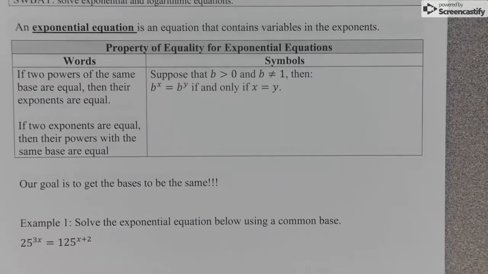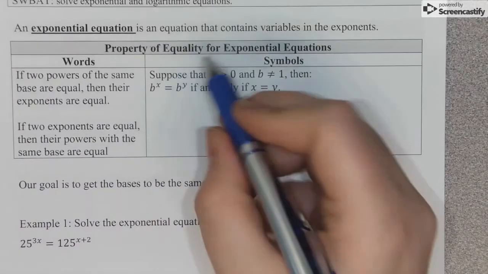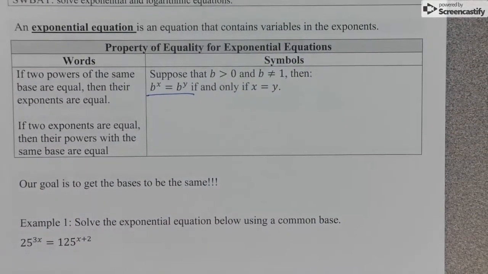The property of equality for exponential equations says that if two powers of the same base are equal, then their exponents are equal. If two exponents are equal, then their powers with the same base are equal. Symbolically, if I have b to the x equal to b to the y, that is true if and only if x equals y.